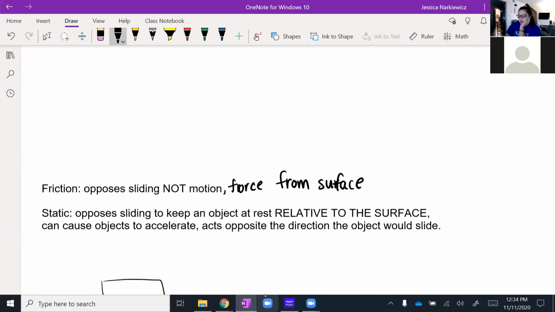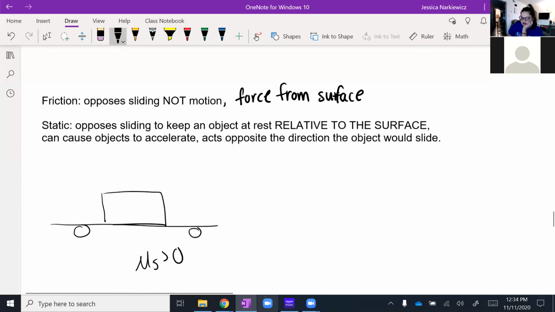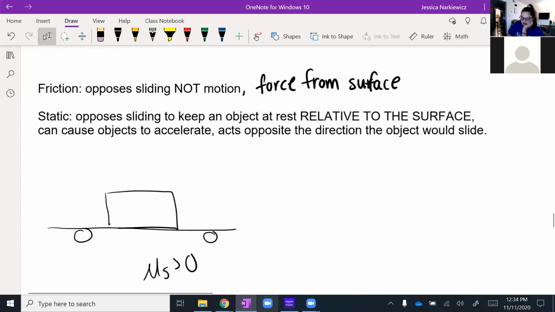Okay? So we have two major kinds of friction. Both kinds of friction oppose sliding. Okay? The first kind of friction is static. So static friction opposes sliding to keep an object at rest relative to a surface. So what that means is the box is not going to slide across the surface. The box is going to remain at rest on the surface. Okay? And this static force of friction can actually be the reason that some objects accelerate.